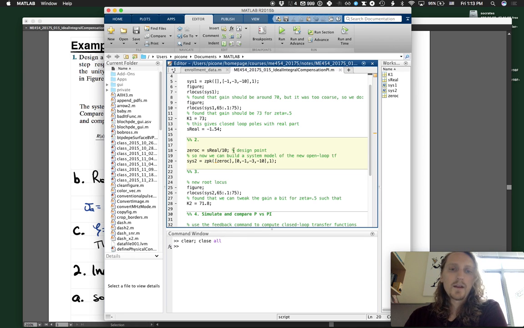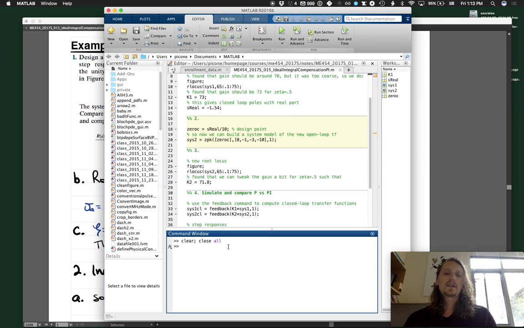So we'll define that. If you wanted to look at system 2, in the command window, you can evaluate it, and there's our transfer function. We've got our 0 at negative 0.154, and our integrator is in there now.